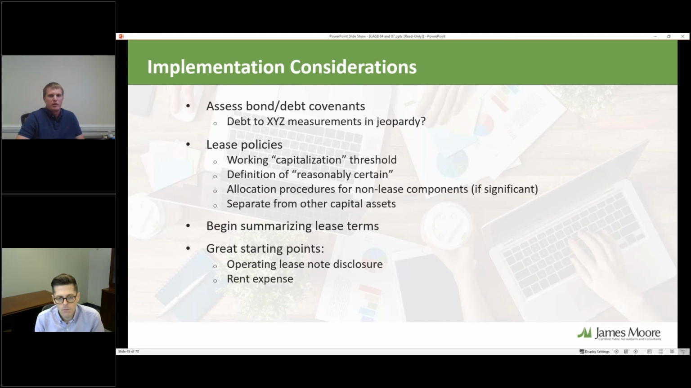Any allocation procedures for non-lease components, probably establishing some procedures on how you're going to allocate any service components of contracts that aren't broken out separately. And then making sure you're separating this information from your other capital assets, as it does have some different reporting requirements. If you haven't already, a good starting point is summarizing the leases that you have now, summarizing the terms, so when it comes time to implement, you'll have the information available. Some great starting points: your current operating lease note disclosures, or potentially your rent expense general ledger accounts.